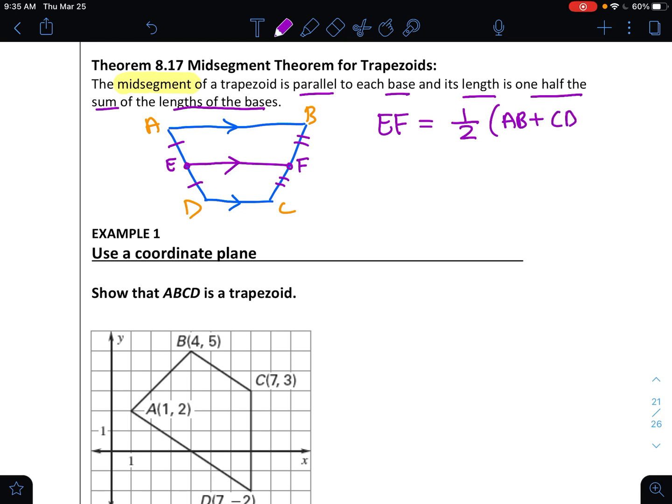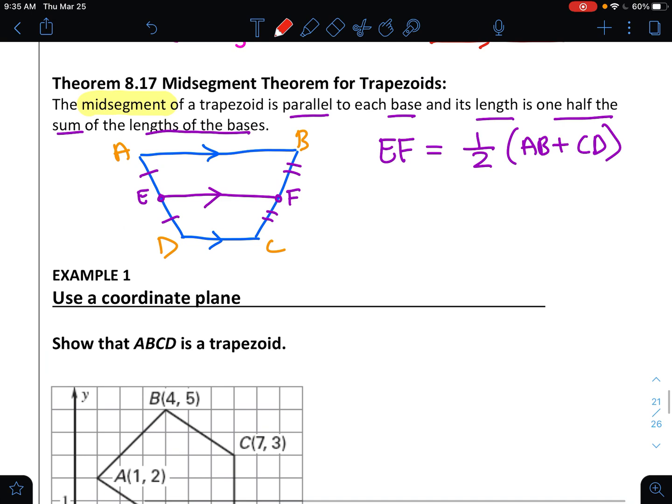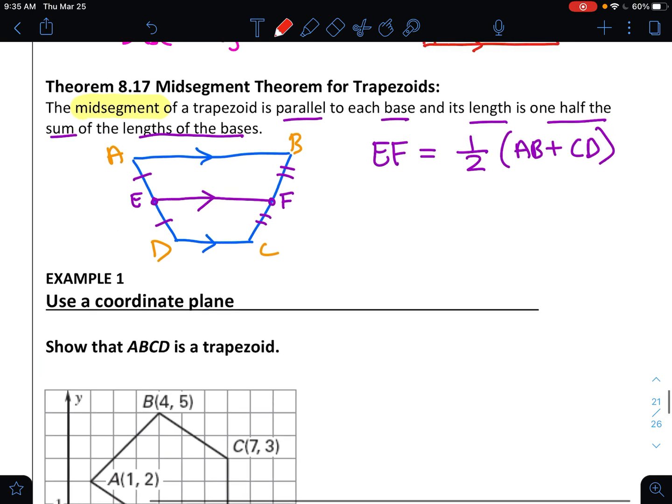EF, so the length of the mid-segment is 1/2 the sum of the bases. So AB plus CD. Okay, let me give you a real simple example. Let's go through a couple of these. Let me change colors here. Let's do red. Let's say that AB is, I don't know, 20, and CD is 10.